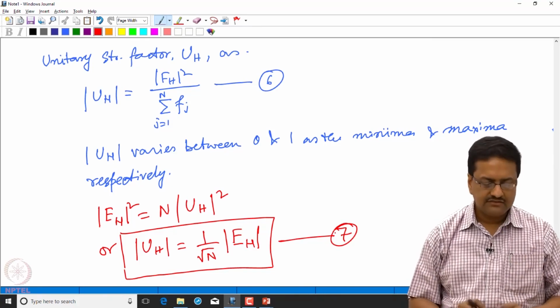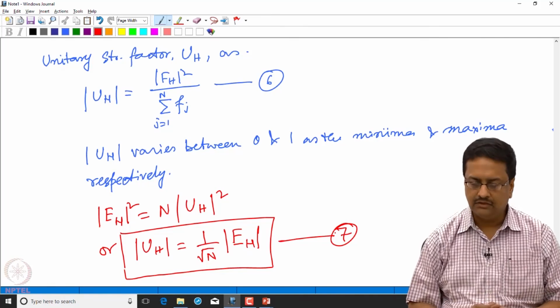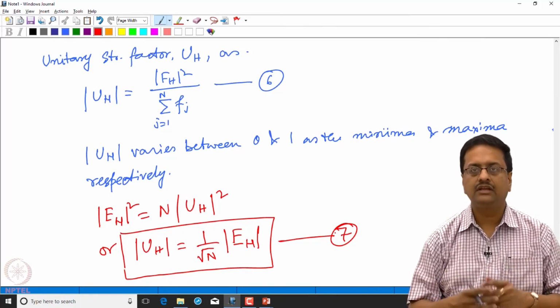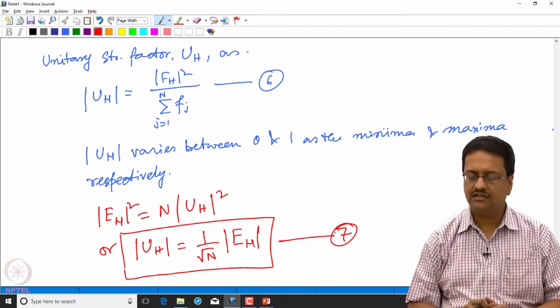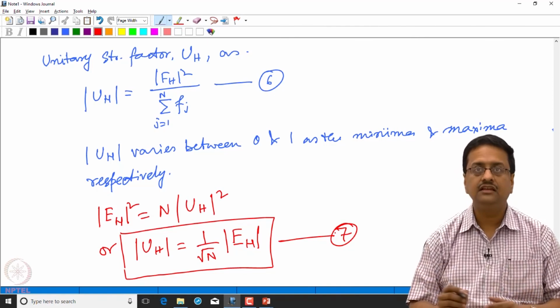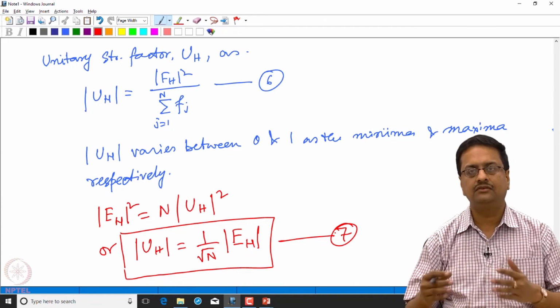So in this part of the lecture we have tried to understand how one can derive some expressions related to the structure factor, and we can use normalized and unitary structure factors in future classes to see how these can be utilized to get the phases of unknown reflections.